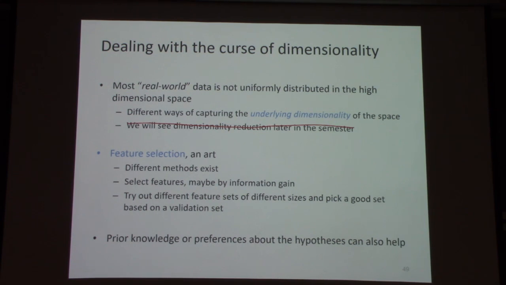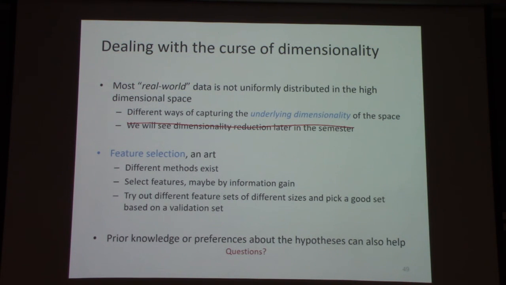Another important thing that you should use is feature selection. It's an art, it's a black art. You need to figure out what are good features, and adding noisy features is going to be problematic. Possibly, prior knowledge can help. If you have prior knowledge about the hypothesis, then maybe you can guide your classifier to not even use those irrelevant features. Any questions about this?